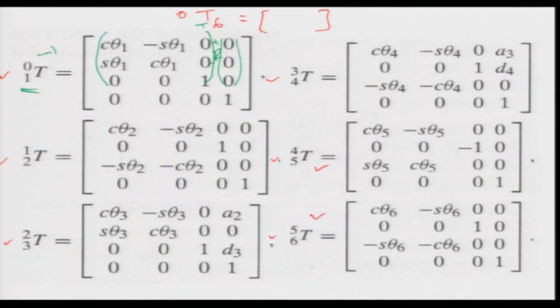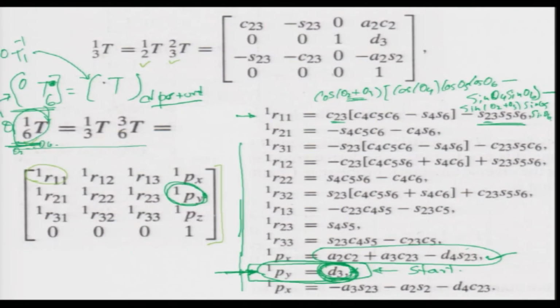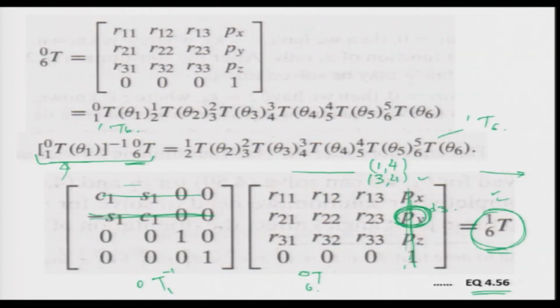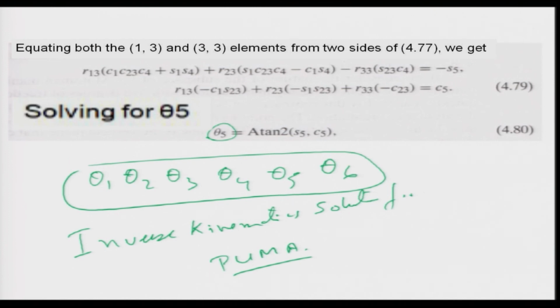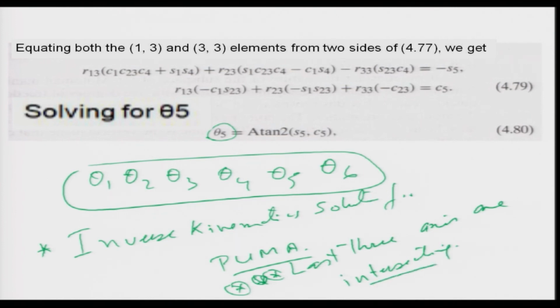So this is the standard way of solving for the PUMA manipulator system. The important part to note here is the inverse kinematic solution of PUMA, and the most important part, so let us put 2 or 3 stars on that, is that the last 3 axes are intersecting. This is very, very important, otherwise this solution will not work anymore. Now the next thing we need to look at is the relationship.